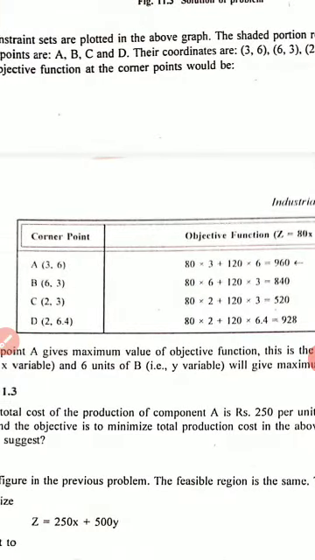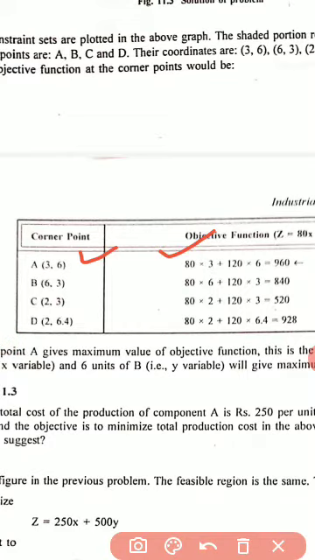This is the objective function z for all the 4 corner points. So for point A, I already told you how we have calculated, and we have got the value 960. For point B, we will get 840. For point C, we will get 520. And for point D, we will get 928. So out of these, only one value will give the maximum value, that is 960.